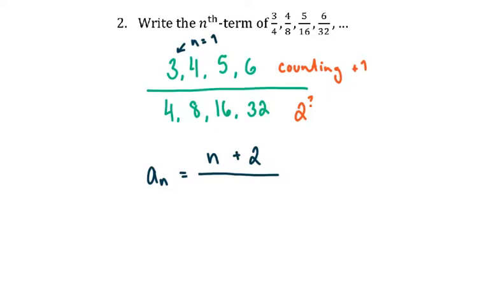In the denominator, we've got powers of 2, but you'll notice that we don't start at 2 to the first, because this is our n equals 1 term. We're not starting there, we're starting at 2 to the second. So I'm going to make the exponent n plus 1 so that we get to start at 4 and not 2.